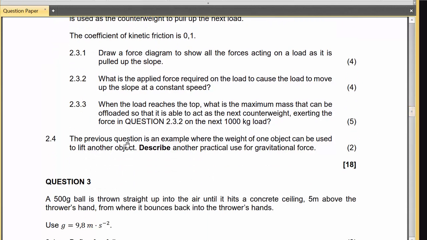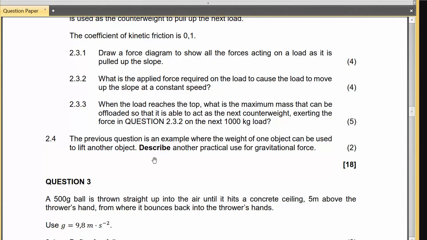Okay, the previous question is an example where the weight of one object can be used to lift another object. Describe another practical use for gravitational force. So we want a practical use. How can you use gravity in your favor? There's loads of examples. For example, a student gave doing exercise. When you pull yourself up against a pull-up bar, you're using gravity for a practical purpose, because gravity is pulling you down, you pull yourself up, so you're building muscle.